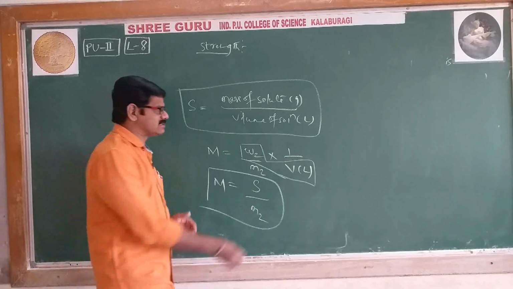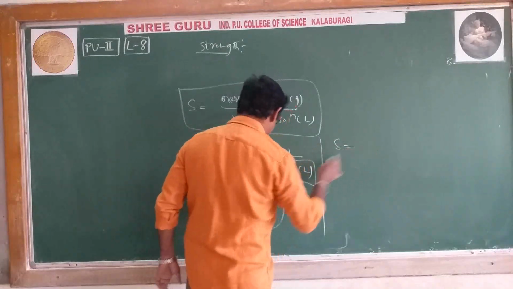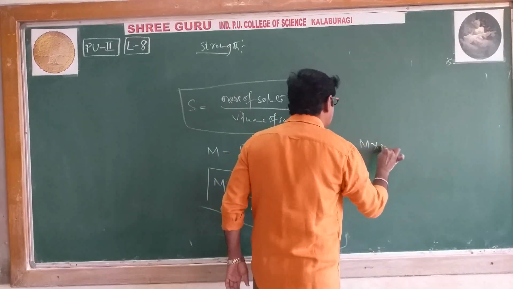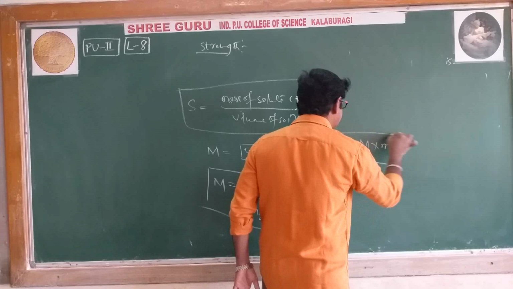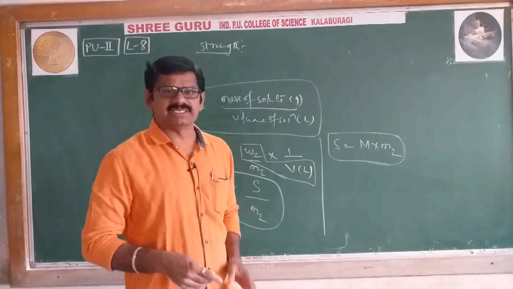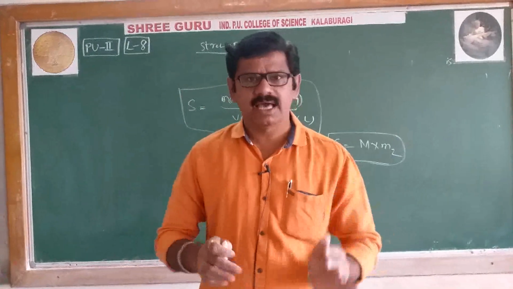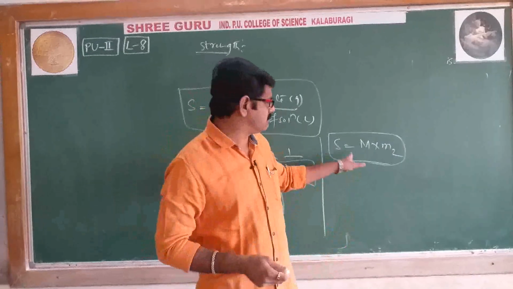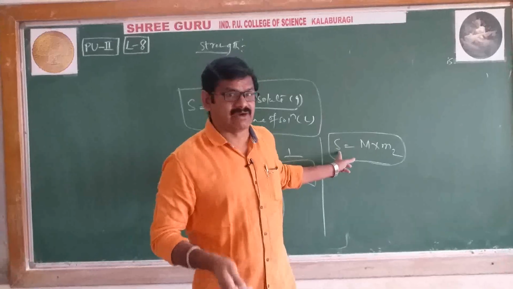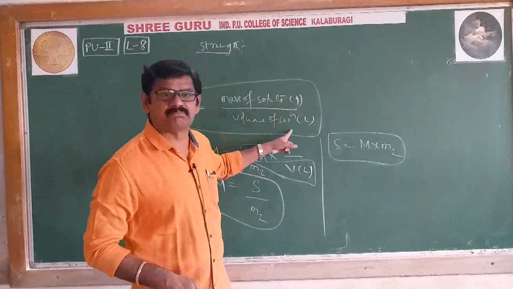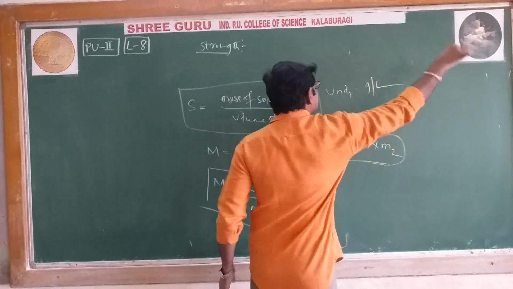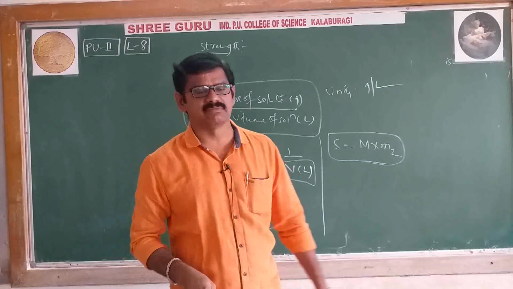Now I want strength. Therefore, strength equals, if you cross multiply, molarity into molar mass of solute. That means if the molarity is given in the question and the molar mass of solute is known, if you multiply them, you will get the strength. What is the unit for strength? Gram per liter is the unit for strength, remember.